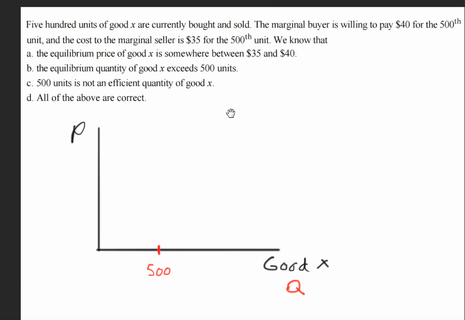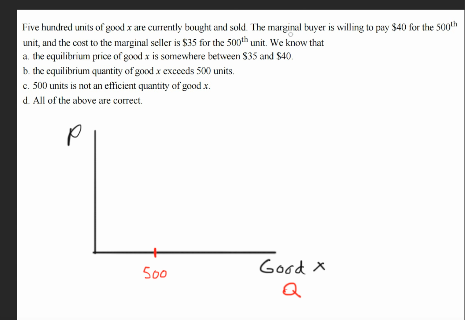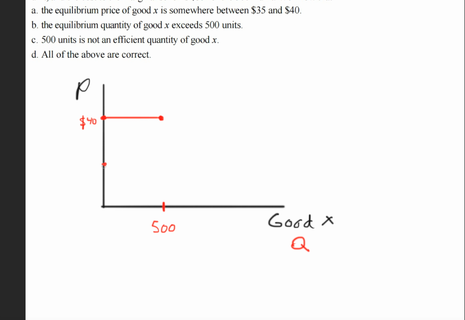So when we're looking at the price here, we know that the demand, because demand is related to the buyers, is going to be higher up. So 40 will be some arbitrary point on the y-axis. So let's just say right here, this is 40. And what we'll do, we'll draw all the way out until we reach this point right here. And we'll do the same thing with the 35th unit. So it's, again, some arbitrary point, but we'll just say 35 right there. And we'll draw all the way to the 500th unit right there.